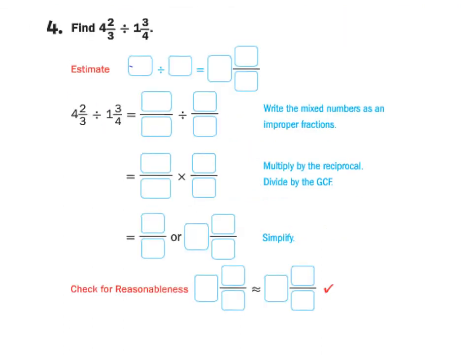Let's try this one together. We're going to cross out the estimating and keep moving. We're going to start off with this mixed number. 4 times 3 is 12. We'll add it to the 2, so we get 14 over 3. And then we're going to take this 1 times 4 and get 4 and add it to our 3 at the top, which is 7/4.